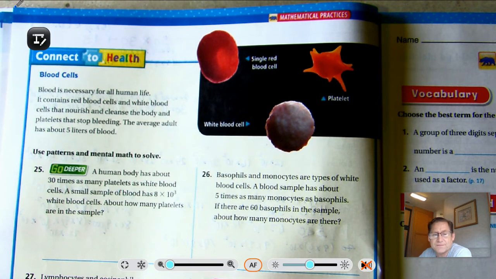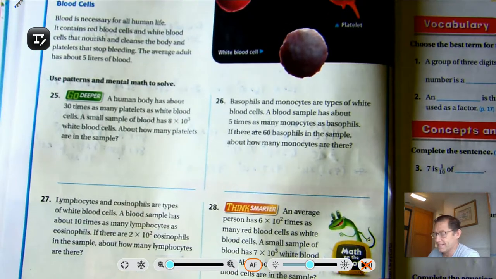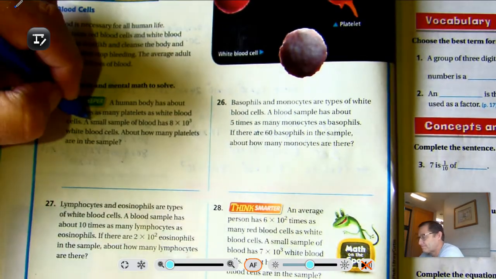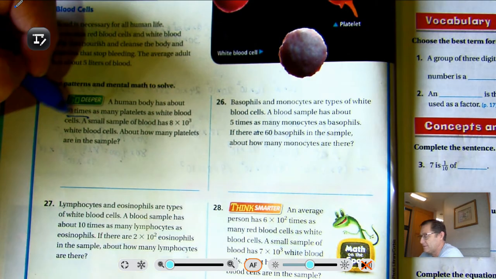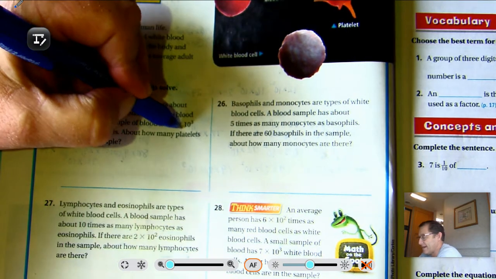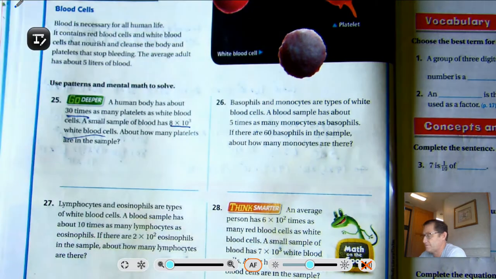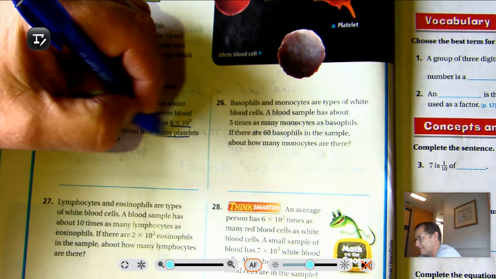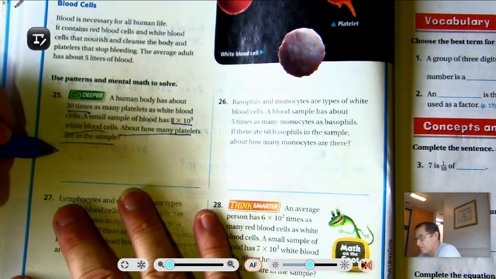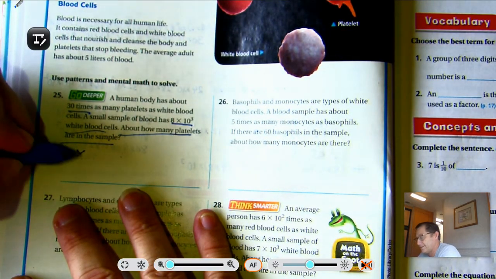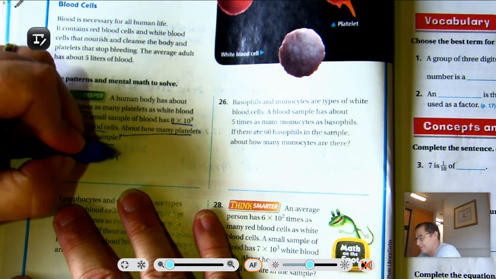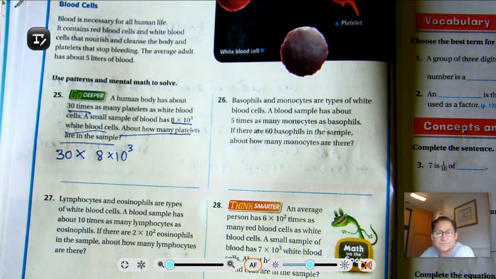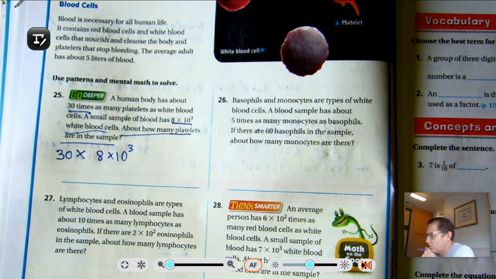Use patterns and mental math to solve. A human body has about 30 times as many platelets as white blood cells. A sample of blood has 8 times 10 to the third power of white blood cells. About how many platelets are in the sample? Okay, well, we have 30 times 8 times 10 to the third. Well, what can we do to this?